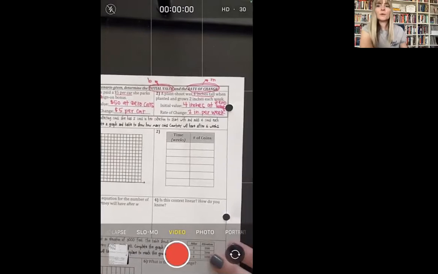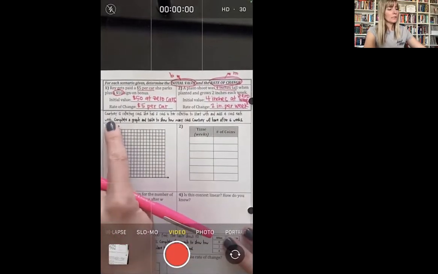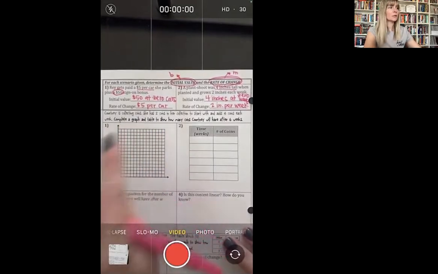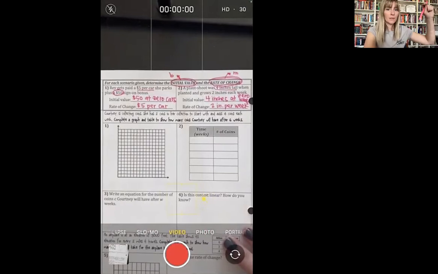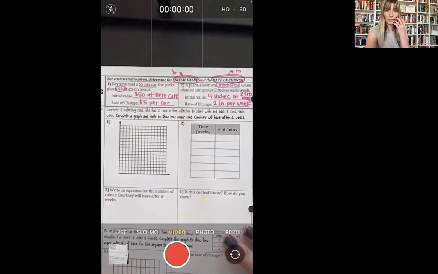All right, now before we read this, actually, just kidding, we're going to read it first. Courtney is collecting coins. She has 2 coins in her collection to start with, and adds 4 coins each week. Complete a graph and table to show how many coins Courtney will have after 6 weeks.